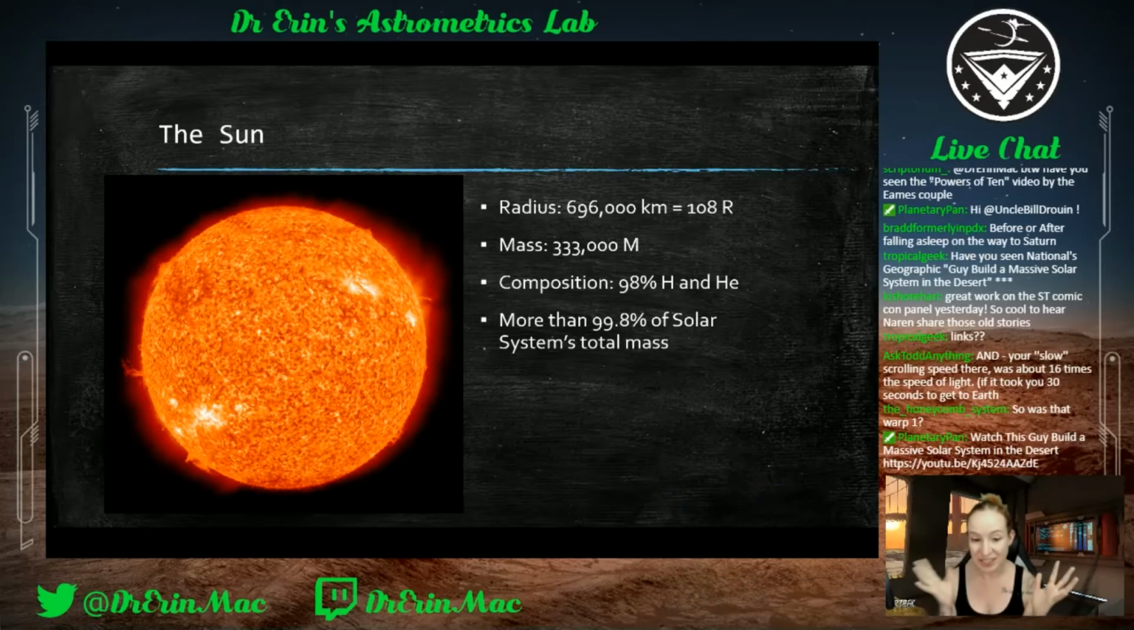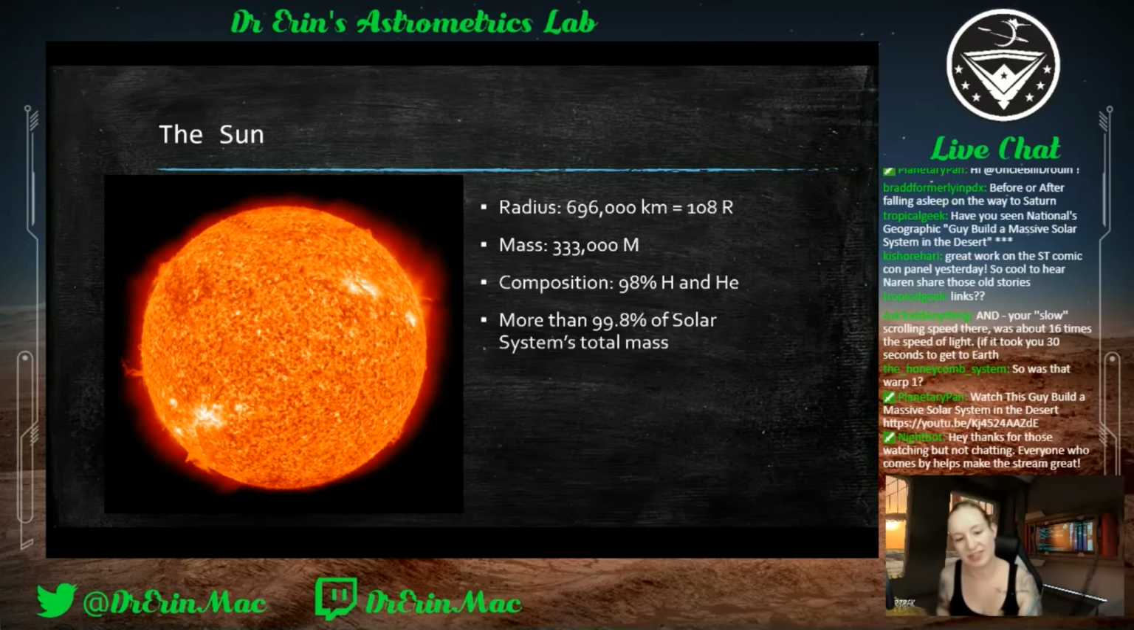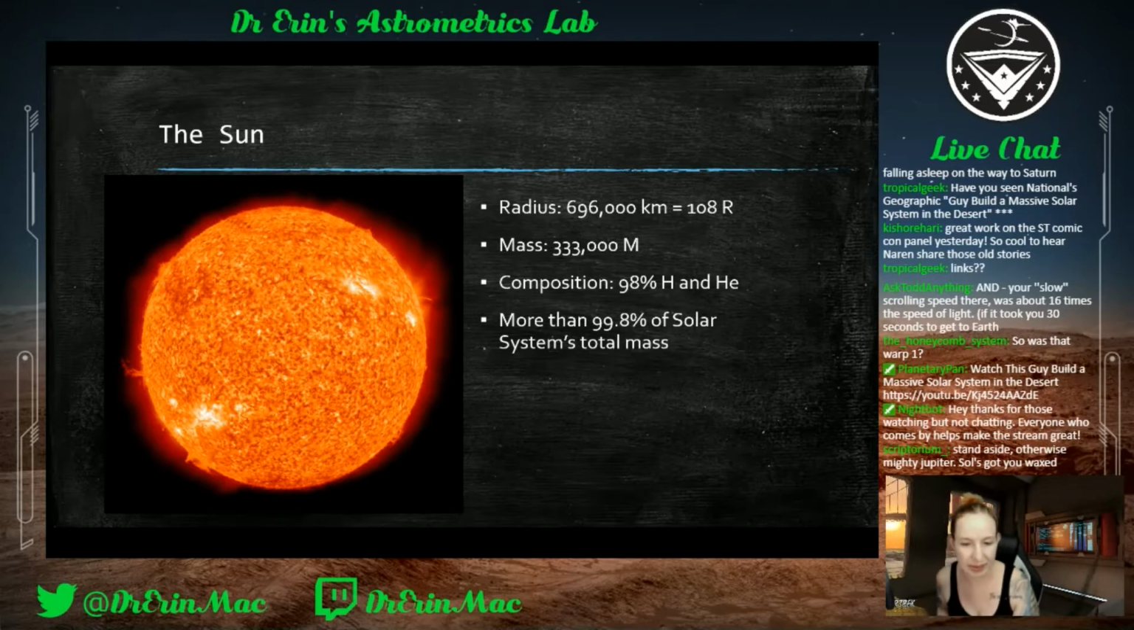So that's bonkers. That's crazy. That's a lot. And it's hard to wrap our head around the scale, how big things are. But the sun is the most massive object in the center of our solar system, and it is 99.8% the mass of the entire solar system.